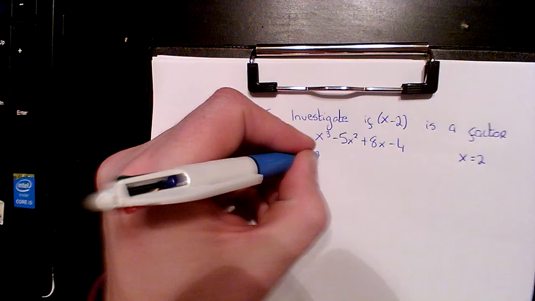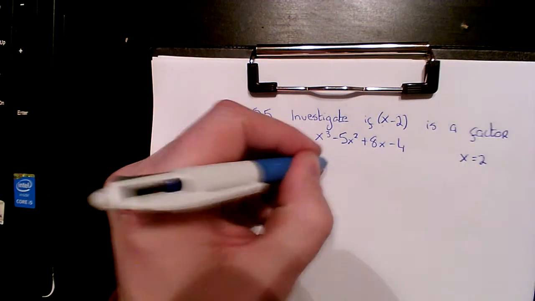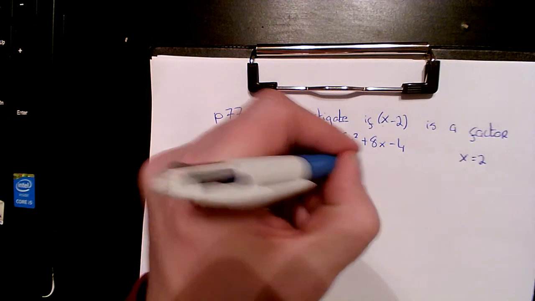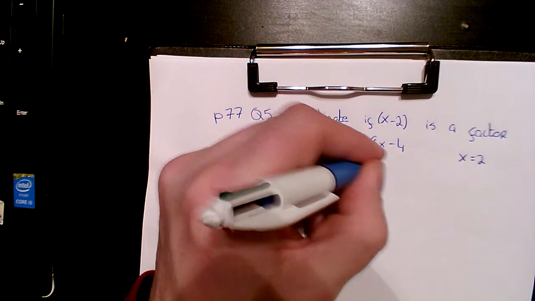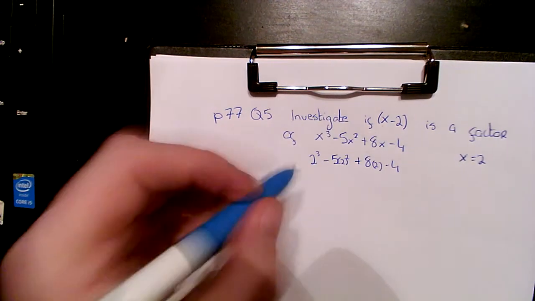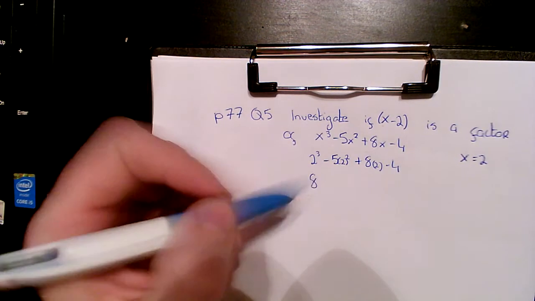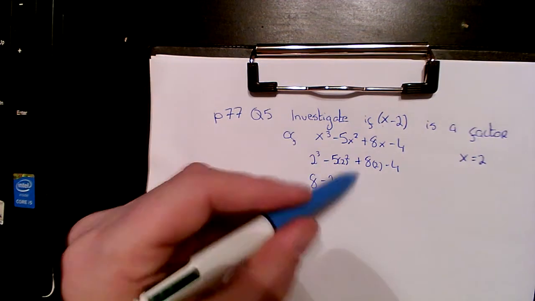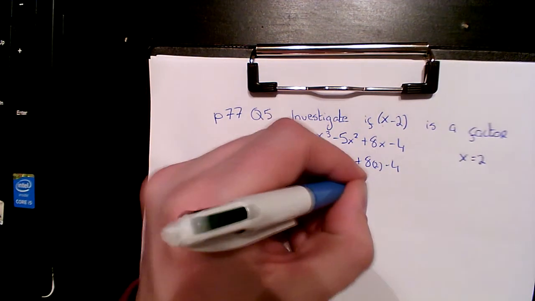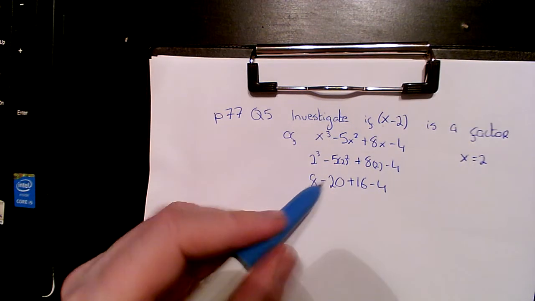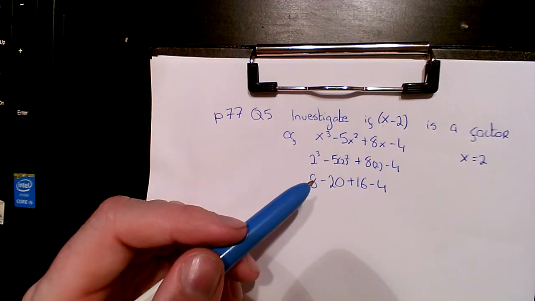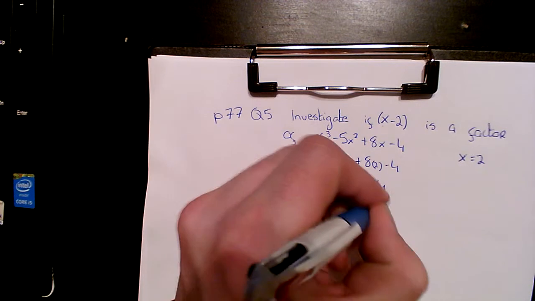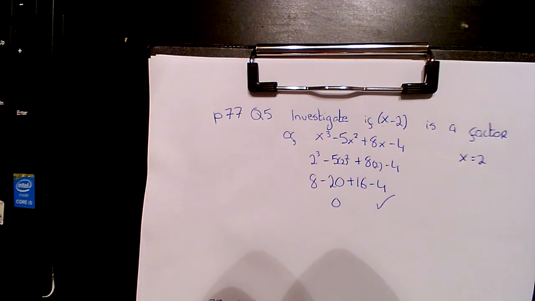So 2 in everywhere I see x. So 2 cubed is 8, 2 squared is 4, multiplied by minus 5 is 20, 8 multiplied by 2 is 16, minus 4, so that's minus 20 and minus 4 is minus 24, and 8 plus 16 is plus 24, so 0, so yes, it is a factor.